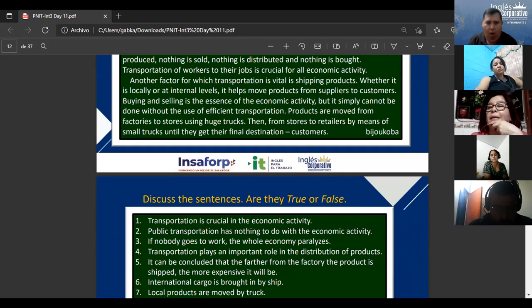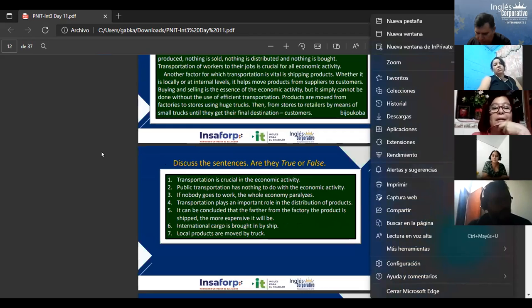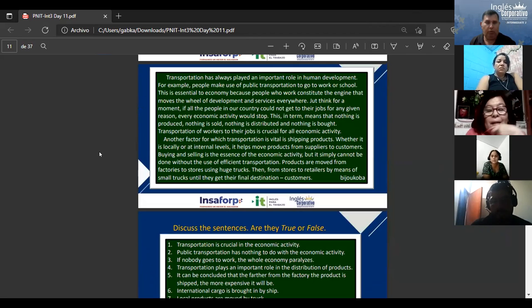Okay, now we have some questions about this reading. Transportation is crucial in the economic activity. Is it true or is it false? For me, it's true, because in the reading it says that transportation has played an important role in human development.